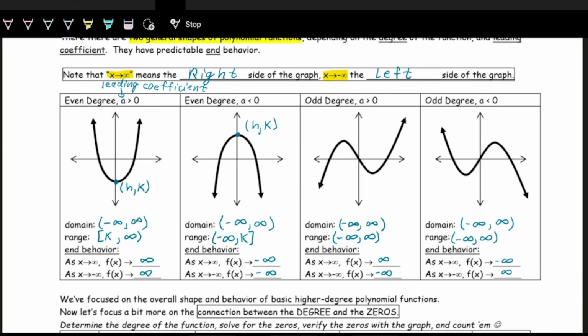And then when a is negative, both sides, the left and right hand side, are going down to negative infinity. And then on the odd degree ones, when a is positive, the right hand side is positive. When a is negative, the right hand side is negative. So I like to think about it and remind myself that the a, whether it's positive or negative, determines the right hand behavior of the odd degree polynomials.